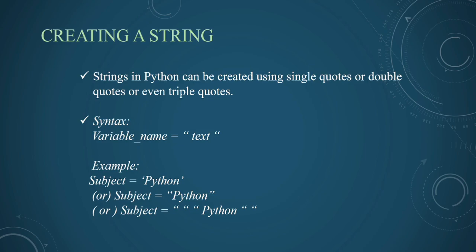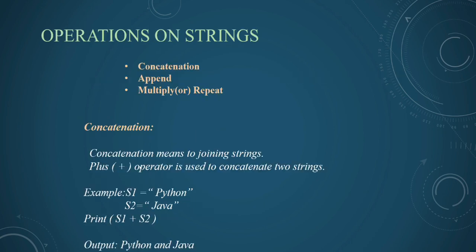Okay. Creating a string in Python. Strings in Python can be created using single quotes or double quotes or even triple quotes. Before, we saw how to run a basic Python program. That is the syntax: variable name, text, then example subject equals Python. We use the single quotes to run this program and get the output Python. And the operations on strings have three types: concatenation, append, and multiply or repeat.